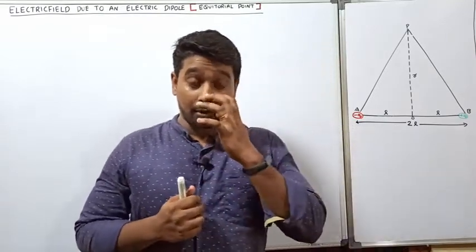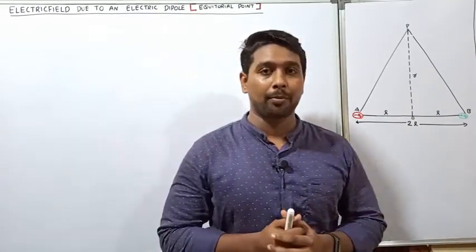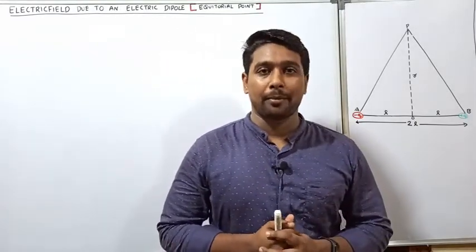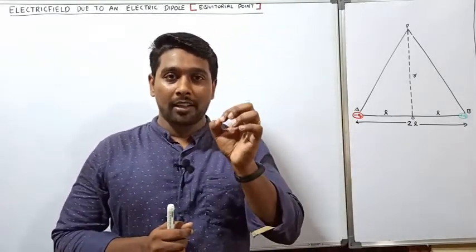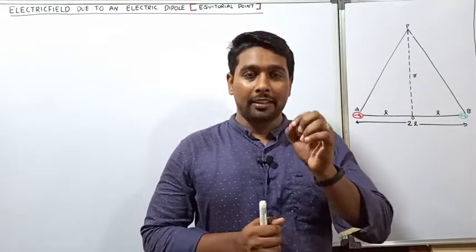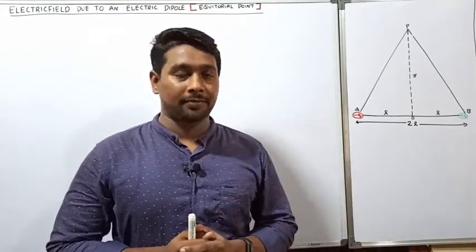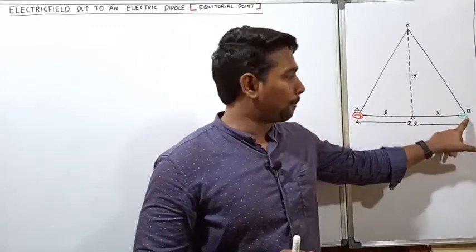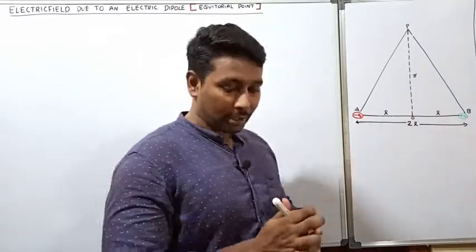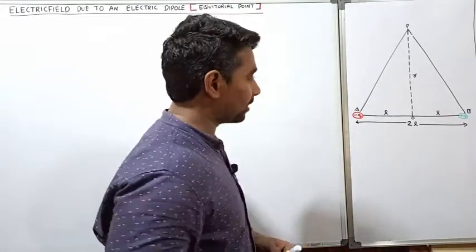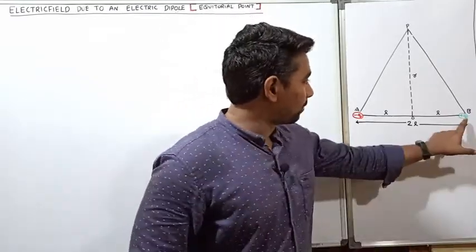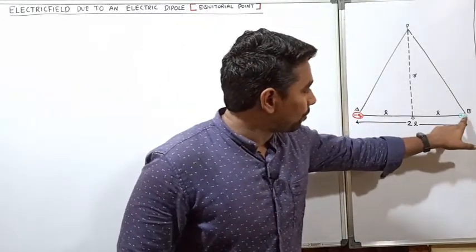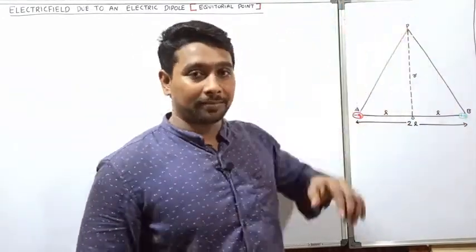In part 6, we discussed how to find the electric field due to an electric dipole. First of all, we have to find the electric field due to the individual charges. For example, we first find the electric field due to this one, plus q, and minus q. Yes, this is the plus q charge and this is the minus q charge. Let's consider the electric field due to plus q is E1.